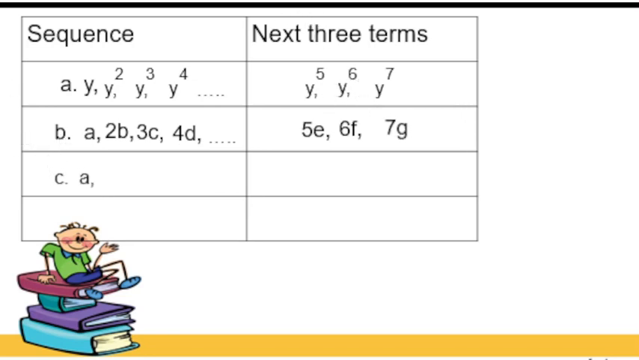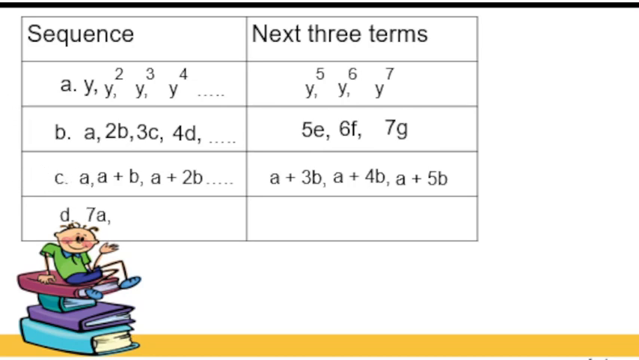Another, we have a, then a plus b, next is A plus 2B. So what would be the next? So that is A plus 3B, A plus 4B, A plus 5B.